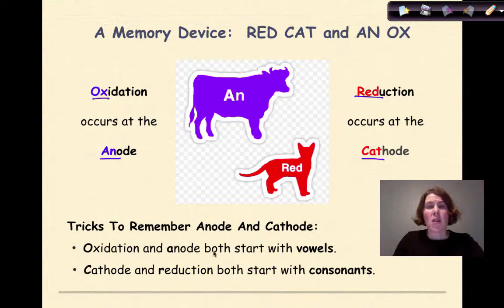Another way to remember anode and cathode, and actually the one that I prefer, is that oxidation and anode both start with vowels. Cathode and reduction both start with consonants. That's the way I like to keep them straight. It's up to you, whatever you'd like to choose to help you remember.